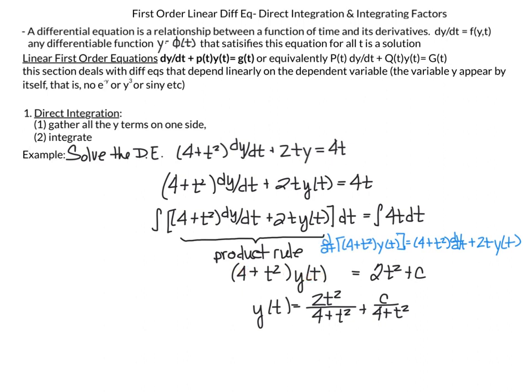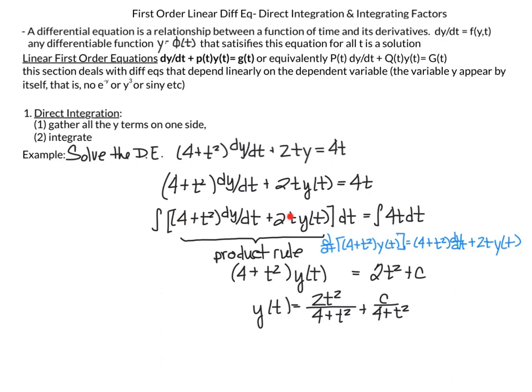If I take the derivative of (4 plus t squared) y of t, I've done that over here in blue. Using the product rule, first I take this first factor, 4 plus t squared, times the derivative of the second factor, which is the derivative of y, or dy/dt, plus the derivative of the first factor, which is 2t, times y of t, and that's exactly what I have here.